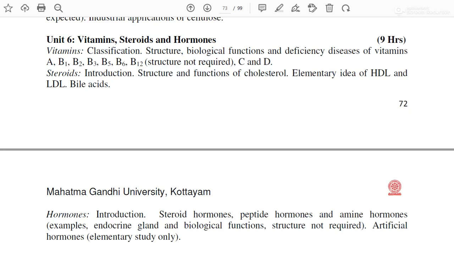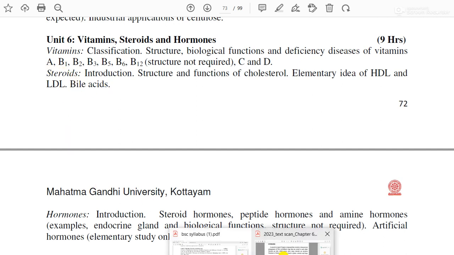Dear students, last class we learned about vitamins. In this recorded class, we will be discussing steroids. This is your syllabus, and you can see you have to learn about steroids in this unit 6: an introduction, structure and functions of cholesterol, elementary idea of HDL and LDL, and bile acids.